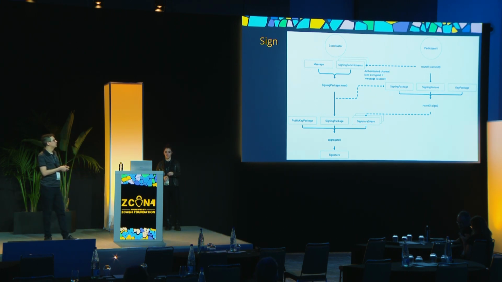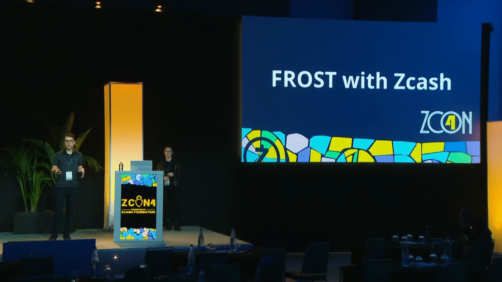So each participant will receive the signing package, the nonces that they committed to, and the key package that was generated before, to run the sign function, which will finally create the signature share, which all of them send back to the coordinator, which will aggregate the shares to produce the final signature. So that's the main part of FROST. That's cool, but how do you use it with Zcash?